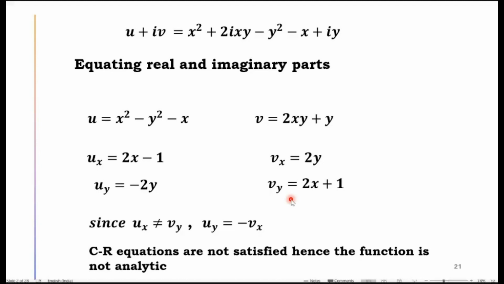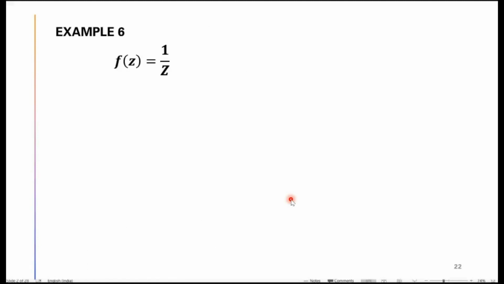Okay, so we do not find f dash of z, because the function is not analytic, meaning not differentiable. So the question of f dash of z does not arise here. Yeah, take one more if it is possible, or otherwise try to do it as homework. It is 5 minutes, so we'll just finish it off. 1 by z.